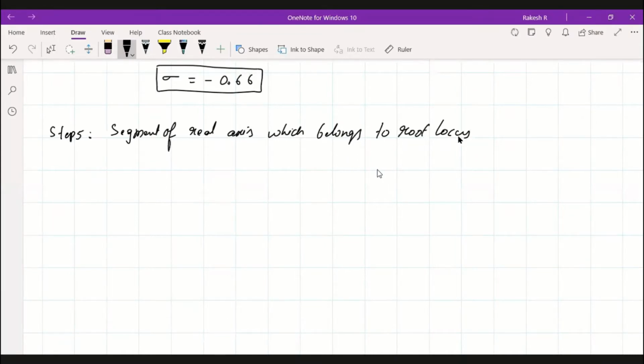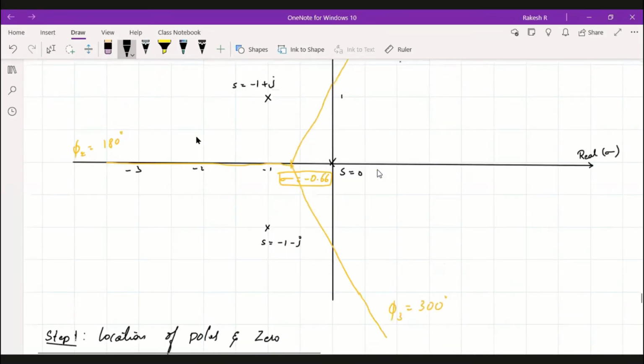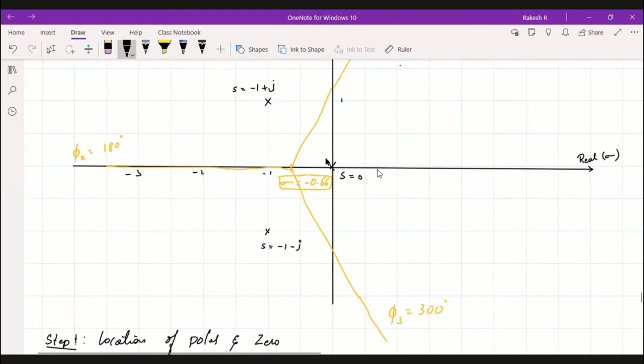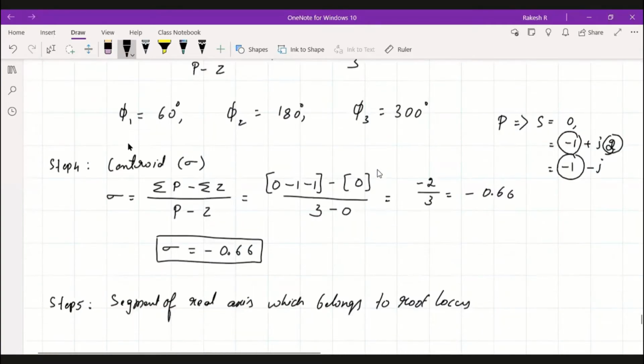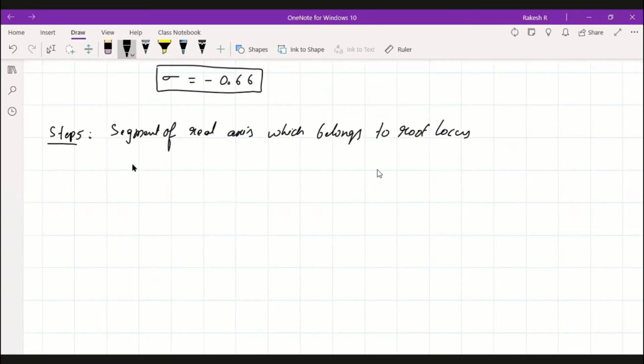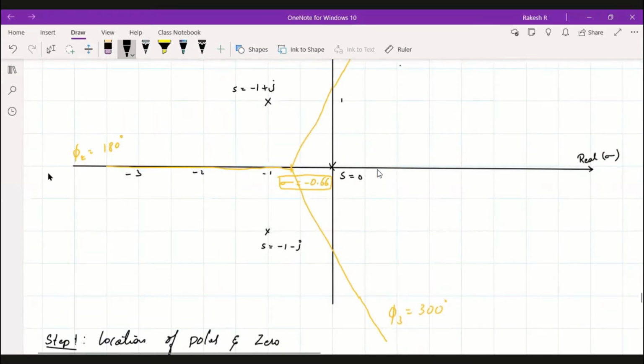Right. How do we find out the segment of real axis which belongs to root locus? Here, we need to consider the poles and zeros on the real axis. First, we have only one root, that is s is equal to 0. Apart from this, we don't have any root present on the real axis. So in between 0 and minus infinity, we need to find out the segment. This will be the minus infinity side, 0 and minus infinity side.